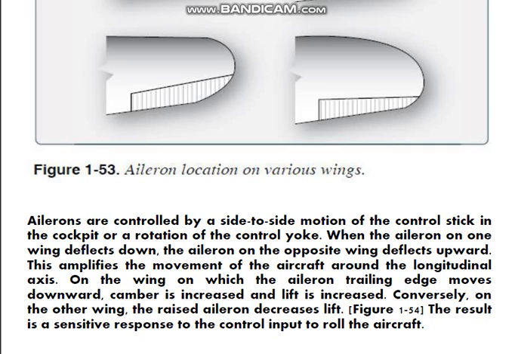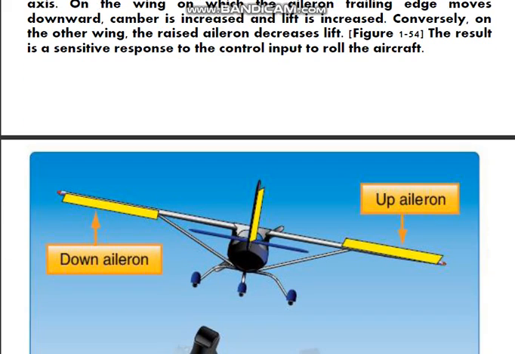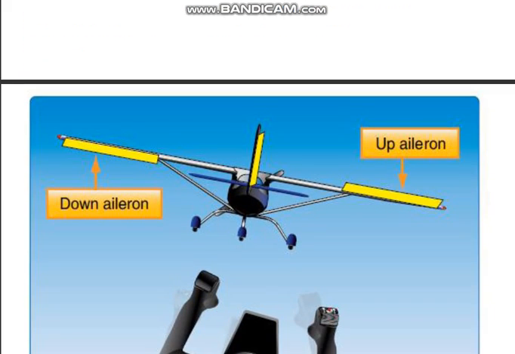On the wing on which the aileron trailing edge moves downward, camber is increased and lift is increased. Conversely, on the other wing, the raised aileron decreases lift. Figure 1-54. The result is a sensitive response to the control input to roll the aircraft.